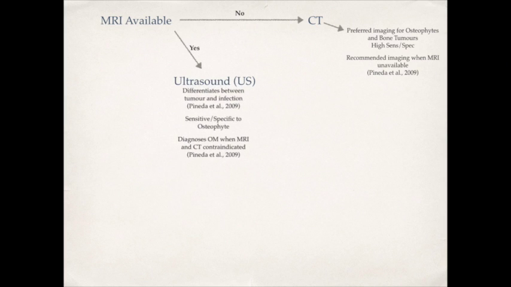If MRI is not available, we would look at CT, as it is the preferred imaging for osteophytes and bone tumours due to its high sensitivity and specificity. It is also the recommended imaging technique when MRI is not available. If MRI is available, we would start off with using ultrasound, as it can differentiate between tumour and infection. It's also quite sensitive and specific to osteophyte diagnosis, as well as that it is also commonly used to diagnose osteomyelitis when MRI and CT is contraindicated.